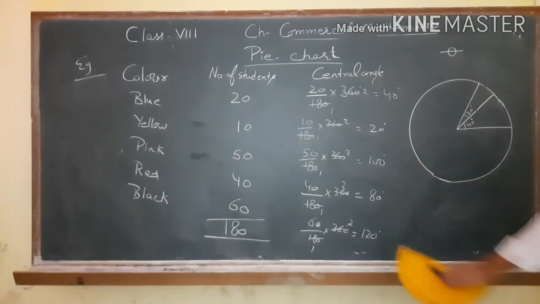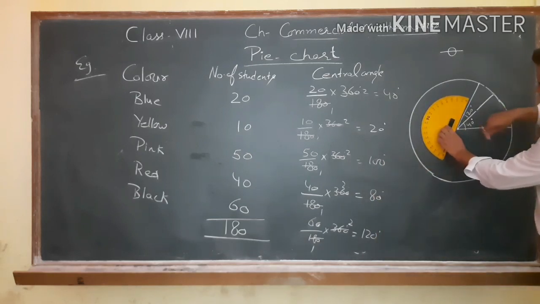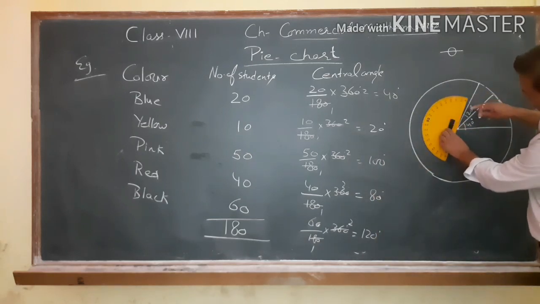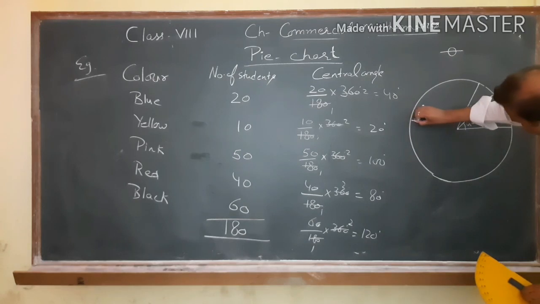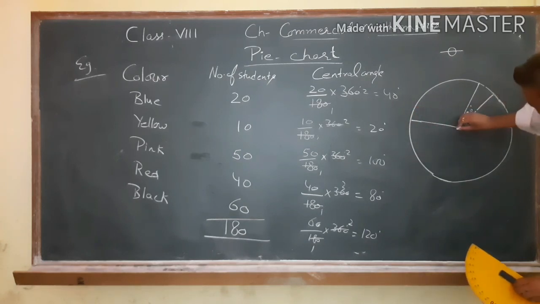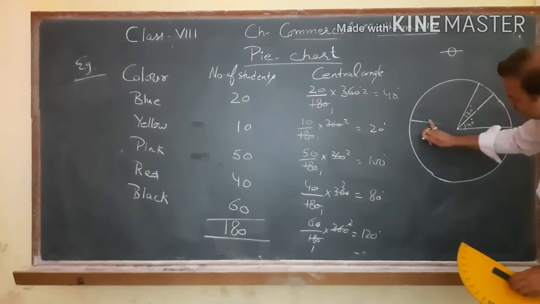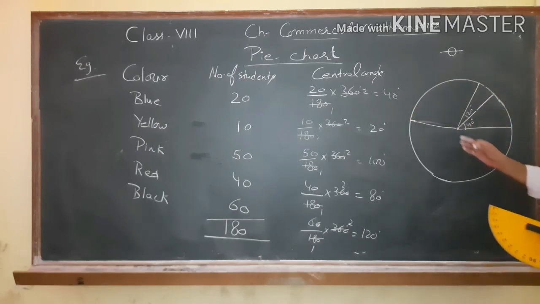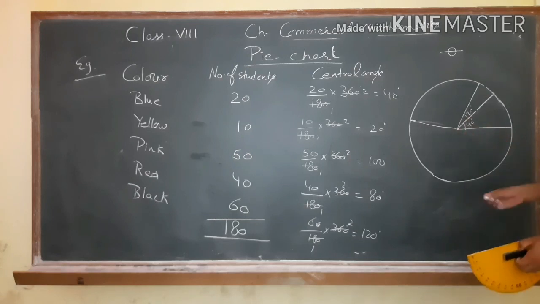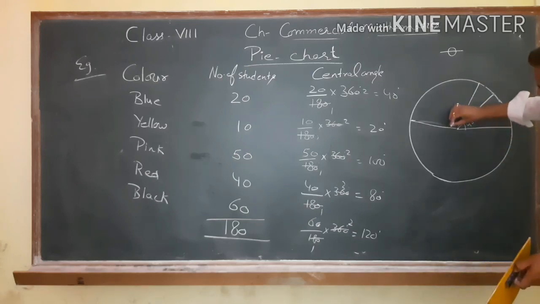Next is 100. So again put your protractor. Make this as a baseline. So this is 90, this will be the 100. Please remember, this line should be joined at the center. If it does not join at the center, one of your angles will be wrong. This will be the 100.